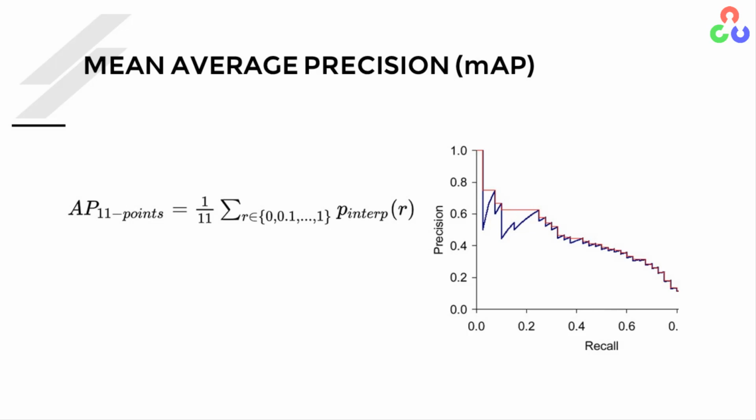You can look at the formula for average precision here, and it shows how it is computed. In this slide, P interp R means the interpolated precision value corresponding to the recall R. Average precision is defined for single class object detection, but it can also be generalized to multiple class object detection. The metric for multiple class object detection is called mean average precision, and it is defined as the mean of average precision across all classes.